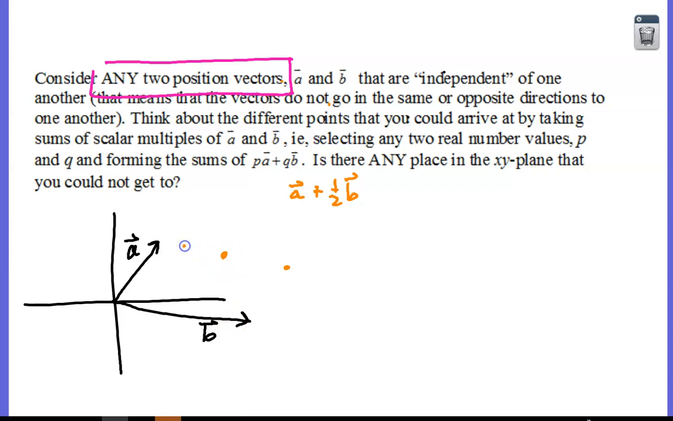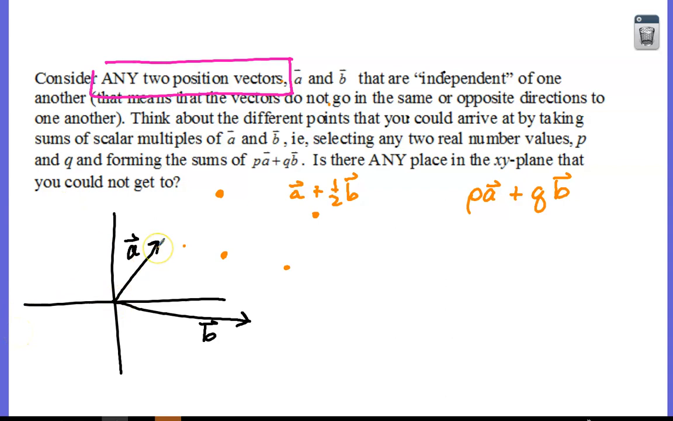And so I could get a bunch of different points. What if I wanted to get a point up here and I could add some length of A? That's what we're doing. I'm allowing you to change how long A is. Well, if you made A twice as long, then you'd end up here if you did 2A plus B. Or if you did 2A plus a little bit of B, you'd end up here. Is there a way to get a point that would end up here?